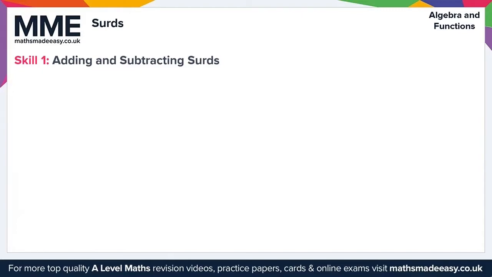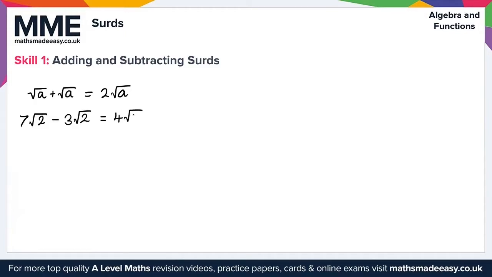Now you can only add and subtract like surds, similar to how we would work with algebraic terms. For example, if we're doing addition, let's say we've got the square root of a plus the square root of a. Adding these together, we get 2 lots of the square root of a. And an example on subtraction, let's say we've got 7 root 2 minus 3 root 2. Subtracting these, we get 4 root 2.